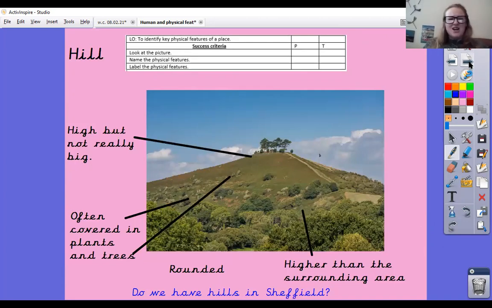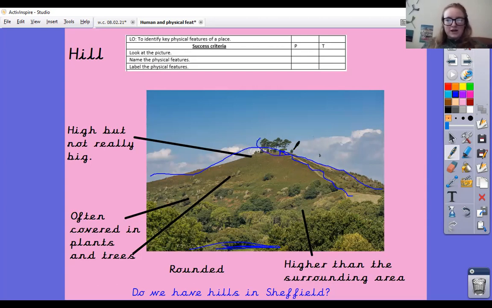What is a hill? So a hill is the next word we're going to look at. A hill is a high but not really big raised piece of land. So here, do you think you can walk up here? Well, I can see a path up there. So although it is higher than the flat ground down here, it's not super high. We could probably walk up it in an hour or so with a sandwich at the top and we'd be okay. A hill is often covered in plants and trees.